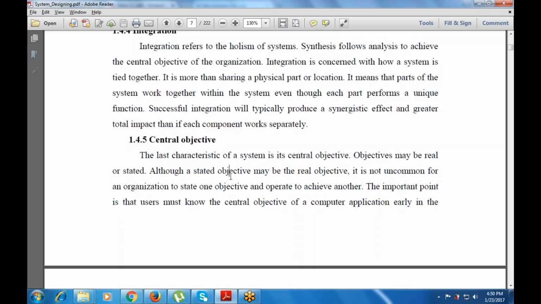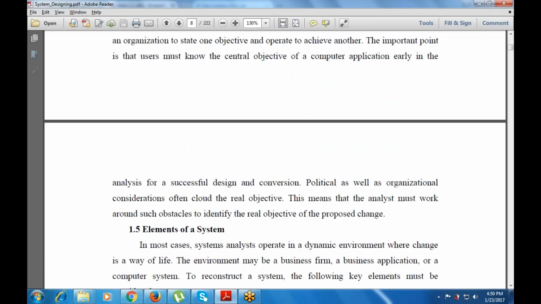And it is not uncommon for an organization to state one objective and operate to achieve another objective. There are multiple objectives that are connected with each other, and the most important point is that users must know the central objective. What is the central objective for the system? What is the central objective of the computer organization? That is needed early in the analysis for successful design and conventions.